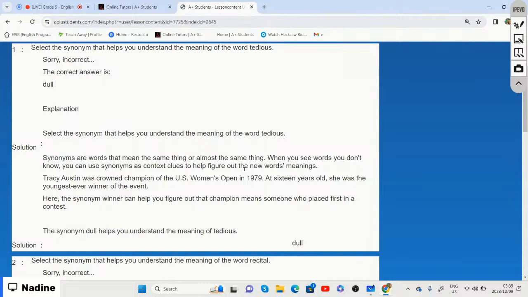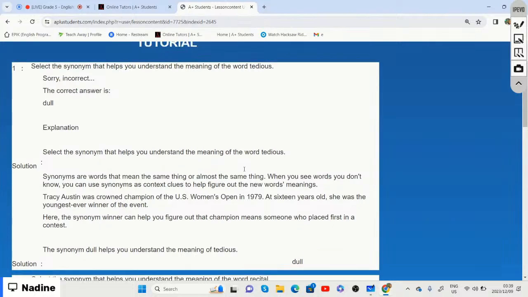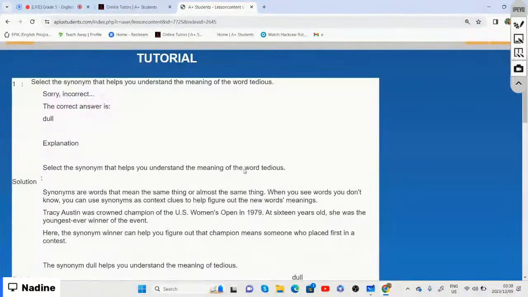They say Tracy Austin was crowned the champion, right? When somebody is crowned the champion, it means that they are a winner, that you came first. You beat others. You're basically placed in the very first position in the contest. So that is basically what a champion means. In this case, we are determining the meaning of certain words based on the synonyms of certain words, right?